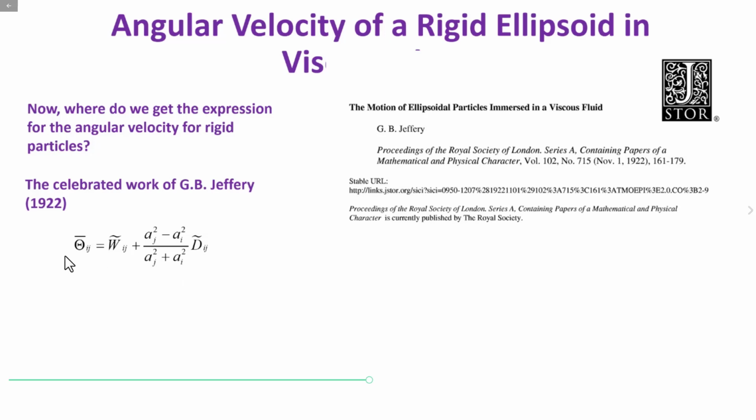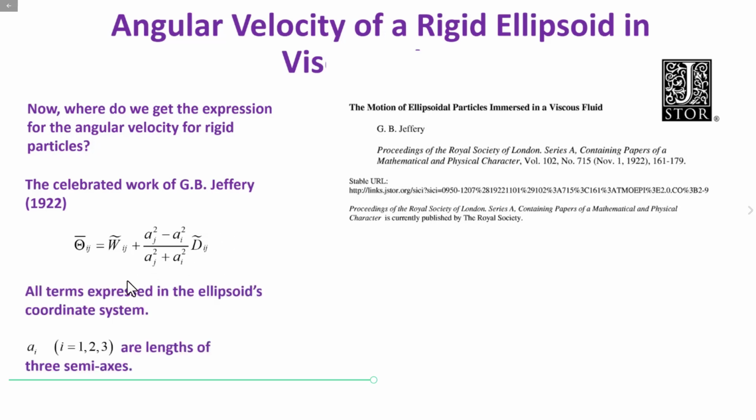So the angular velocity, the term that occurs in the equation I just presented to you, equals the vorticity plus this term. I = 1, 2, 3 are the three semi-axis lengths of the ellipsoid. The principal axes of the rigid ellipsoid are A1, A2, A3. Wij is the vorticity of the ductile flow in which the ellipsoid is embedded. And Dij is the strain rate of the surrounding flow field.